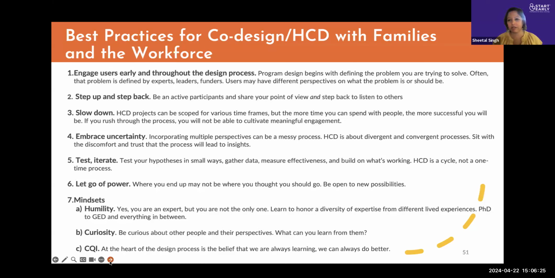And sometimes it can be very unsettling to not know, especially if you're a couple of months into the work and it's not quite apparent yet. Trust the process. This is all about divergence and convergence, and sitting in uncertainty is actually a skill that you want to generate, because it means that you're open to new possibilities. Again, testing and iterating is part of this process. Letting go of power, which is kind of related to embracing uncertainty as well. Being open to possibilities. And then these mindsets that we really try to foster: humility.